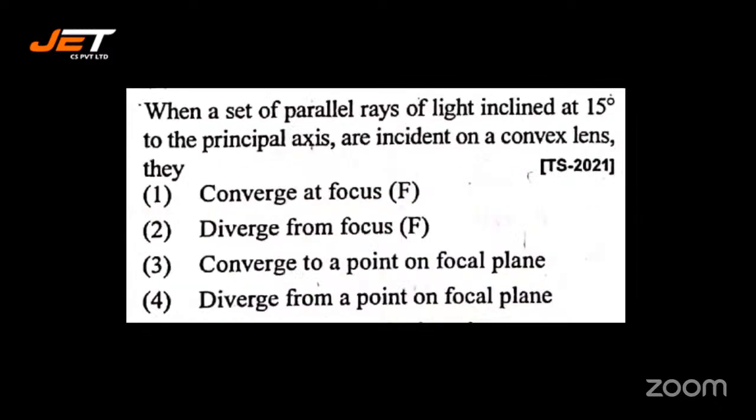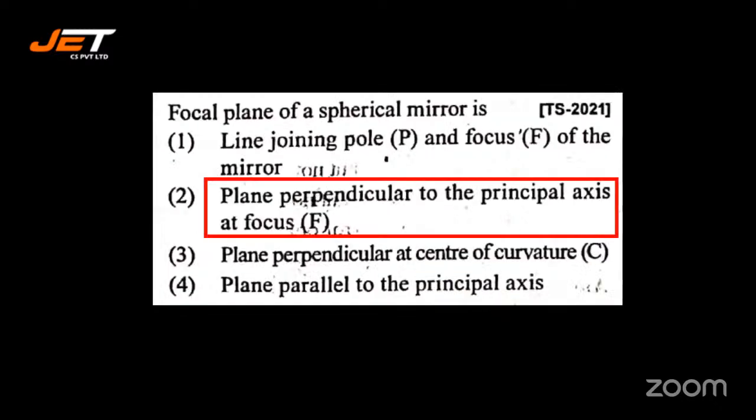When a set of parallel rays of light inclined at 15 degrees to the principal axis are incident on the convex lens. All right, we are moving to lenses now. Students, we'll do one thing. Lenses, refraction, we'll do it in another session. Any doubts so far? If you've got any doubts, please message.